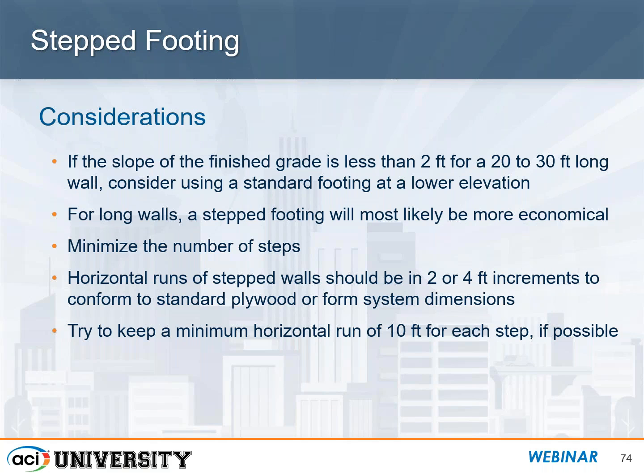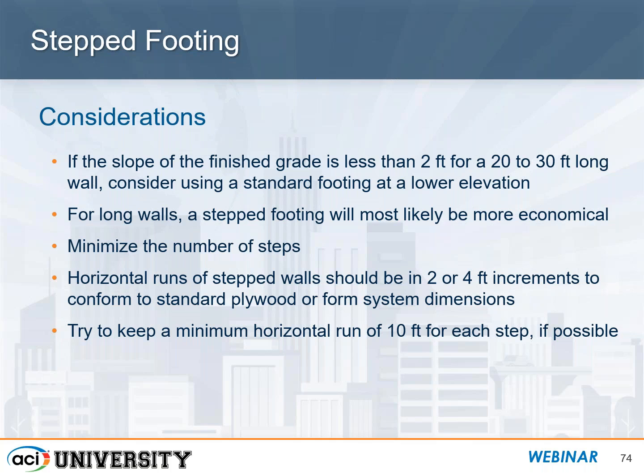If the slope of the finished grade is less than 2 feet for a 20 to 30 foot long wall, you could consider just using a standard footing at the lowest elevation. So make the footing horizontal and just use that and carry your wall down to the top of that. Again, you'd have to do the cost estimates to see what would be more economical in that particular case. If it's a long wall, a step footing will definitely, well, never say never, right? It will most likely be more economical.